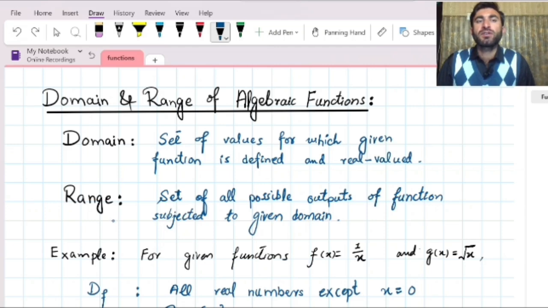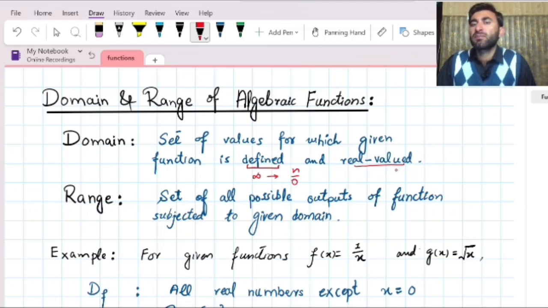Now coming to the domain and range of algebraic functions. The domain is the set of values for which the given function is defined and real valued. Defined means it should not be undefined, it should not be infinity, and we know a function is infinity when there is a 0 in the denominator, so it will be undefined there. And real valued means that it should not be complex.